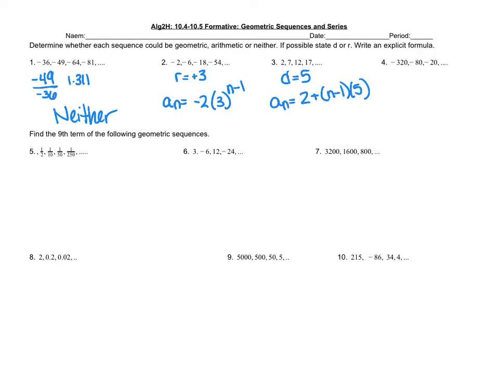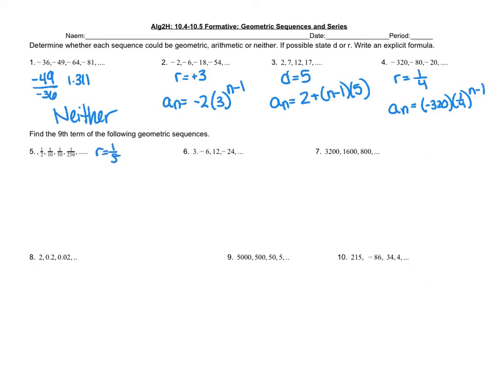My last one, we're going to go ahead and see that it is geometric. My R is 1/4. So my explicit formula, a_n equals my first term times my R to the n minus 1. Find the ninth term of the geometric sequence. So my ratio is 1/5.